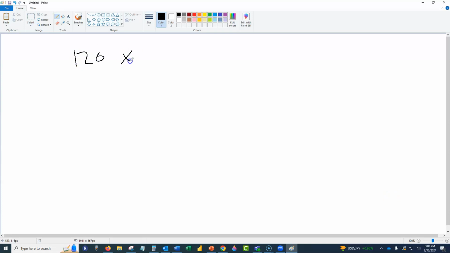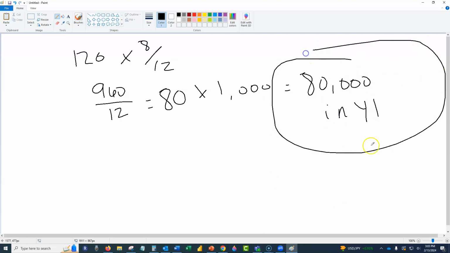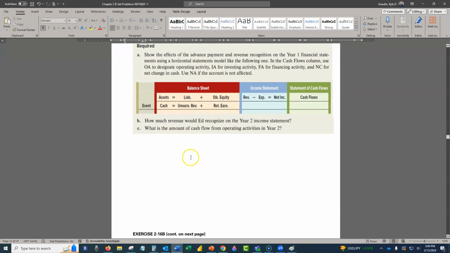So what we need to figure out is in year one, right, we're going to take that $120,000. Okay, we're going to multiply it times 8 over 12, which, as we know, turns into 960, so 120 times 8 is 960 over 12. Okay, so how much revenue are we going to recognize over the course of that first year? 80. Now, of course, I did this in thousands, so we need to multiply it times 1,000. This tells us that it's $80,000 in year one.